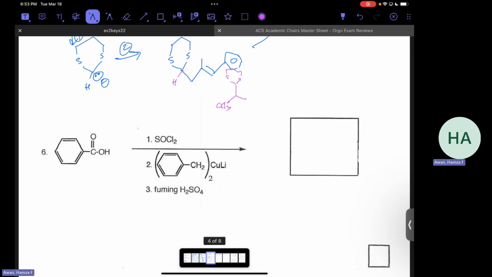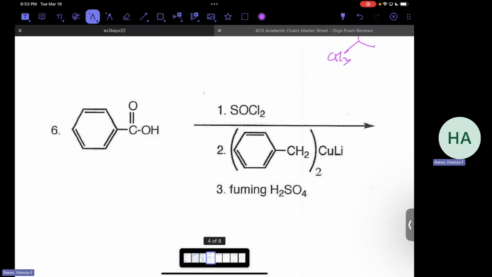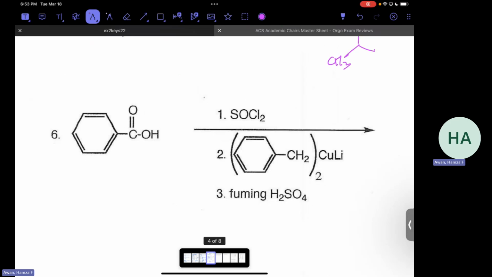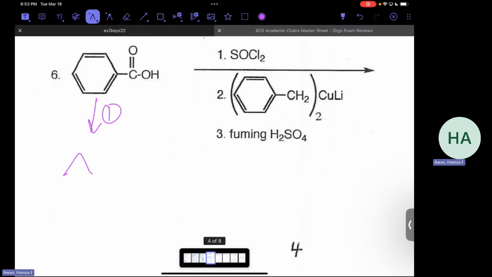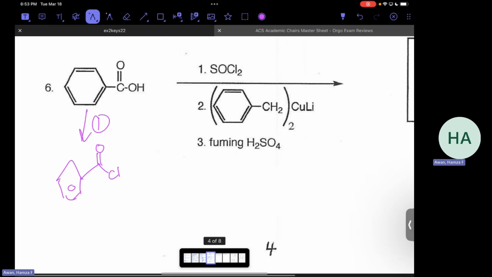SOCl2. What this does to a carboxylic acid is that it causes the carboxylic acid to become an acyl halide, right? So our first step is going to cause this carboxylic acid to become a Cl right there. And then we're going to see the same thing.